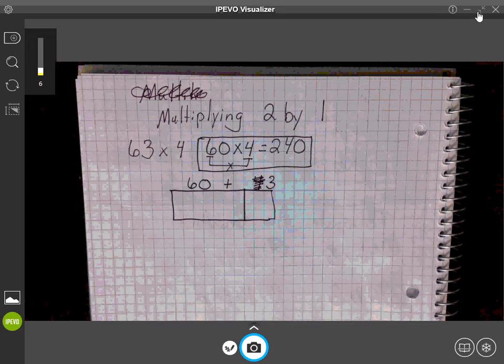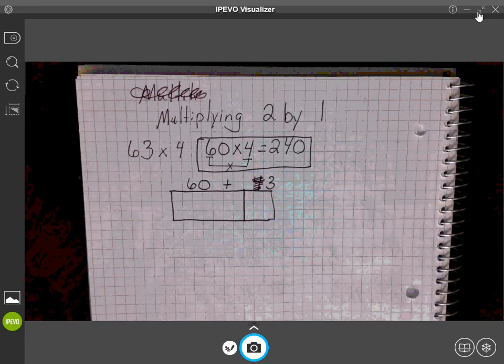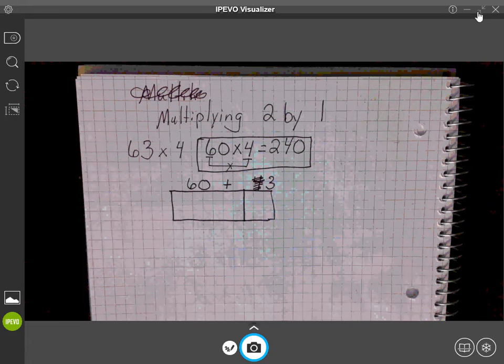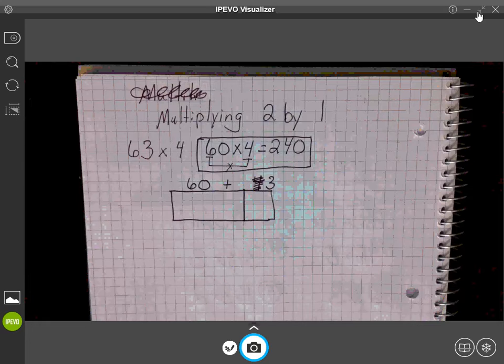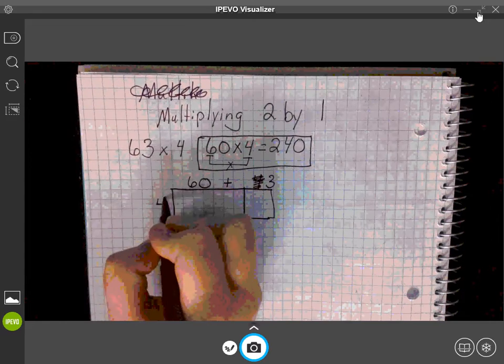All right. So what you do, the first step is to draw your box and then write your two-digit number in expanded form, just like what we did there. The bigger number, the 60, will get the bigger box, and then the 3 will get the smaller box. Now, these are being multiplied by 4, right? So the 4 is going to go out here on this side.